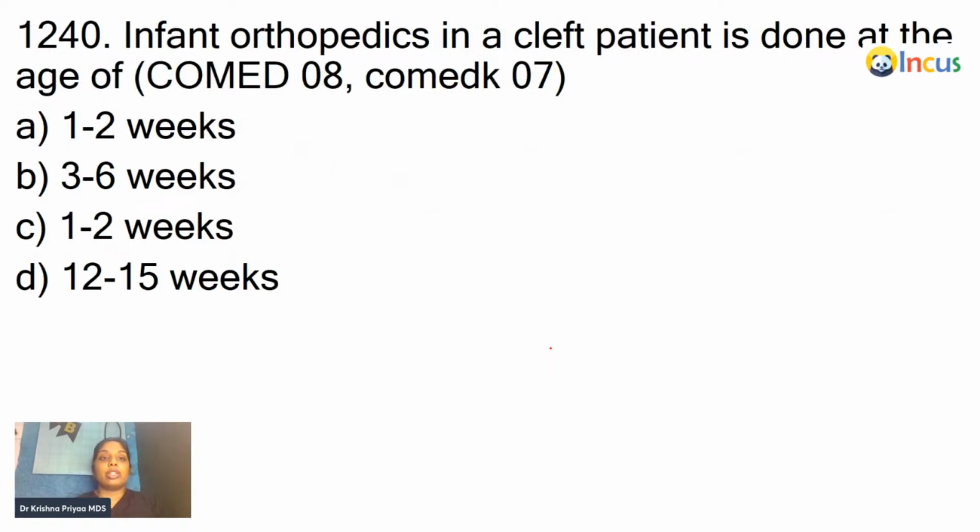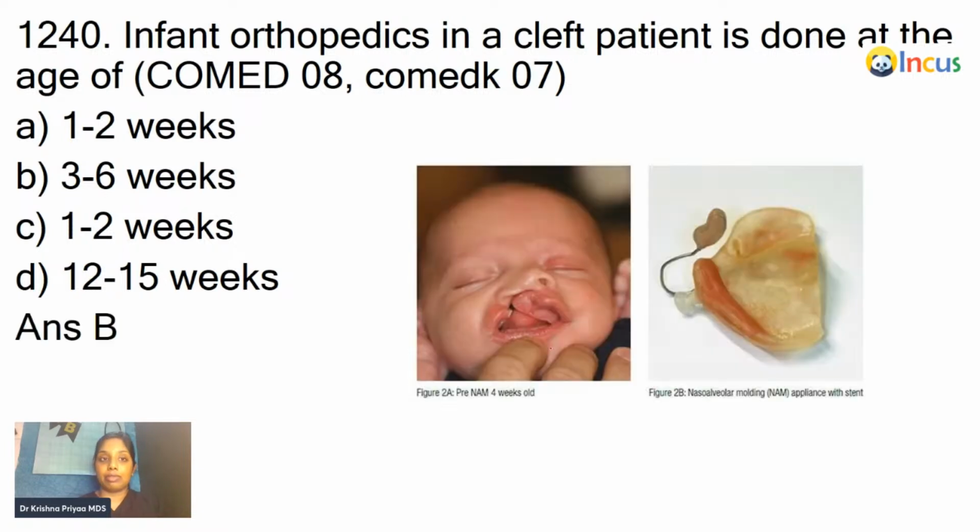So coming to the next question, infant orthopedics in a cleft patient is done at the age of? What is the particular age at which we intervene with cleft orthopedics? It is 3 to 6 weeks. In 3 to 6 weeks, we intervene primarily with the PNAM, which is called nasoalveolar molding. Basically, we provide a division, and we also close the gap so that the patient may get the nutrition it requires.